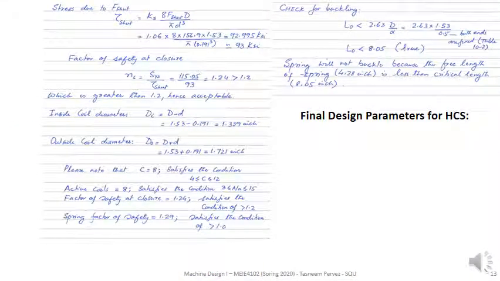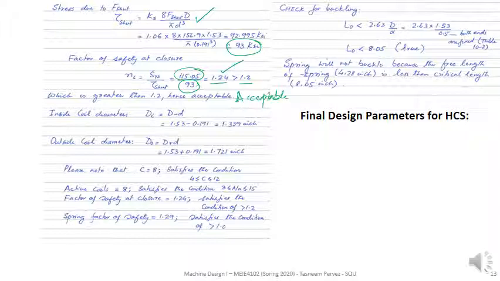Once I have the solid force, I can calculate solid stress. This is my solid stress. I already know my yield strength in shear. I know my solid stress. I check basically the value of the solid factor of safety, which is 1.24. It is greater than 1.2. So it is acceptable.